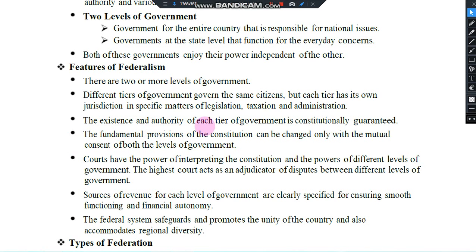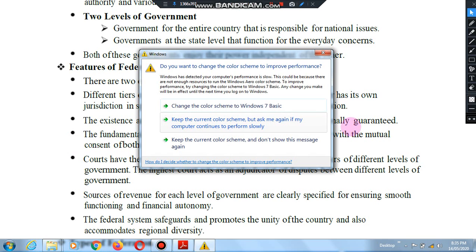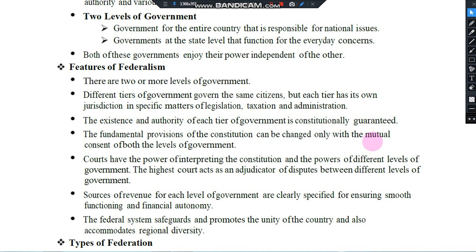The existence and authority of each tier of government is constitutionally guaranteed. The Constitution has given separate powers to them. The fundamental provisions of the Constitution can be changed only with the mutual consent of both the levels of government. If the ruling government wants to make some changes in different kinds of things, then they need to take consent from each and every government, then only.